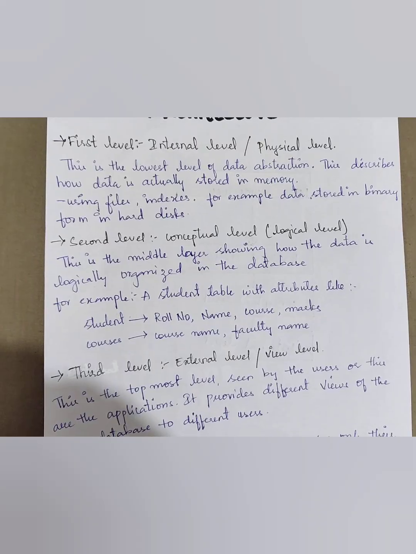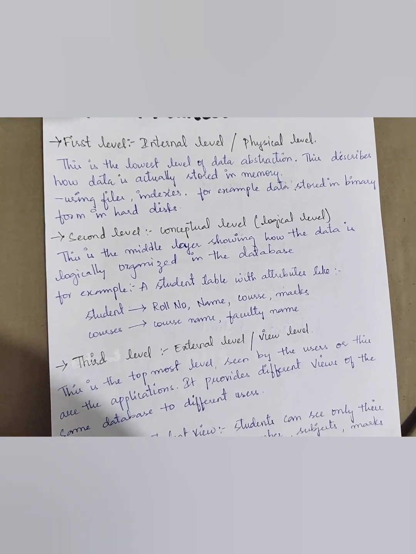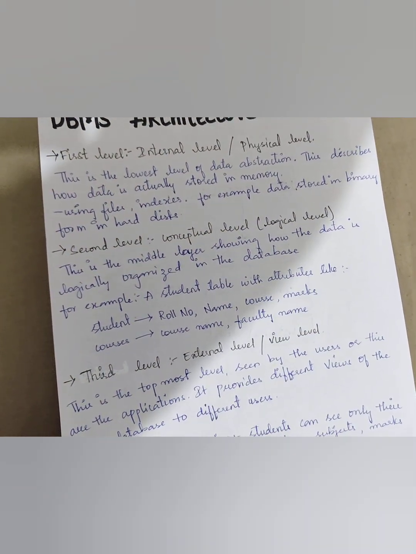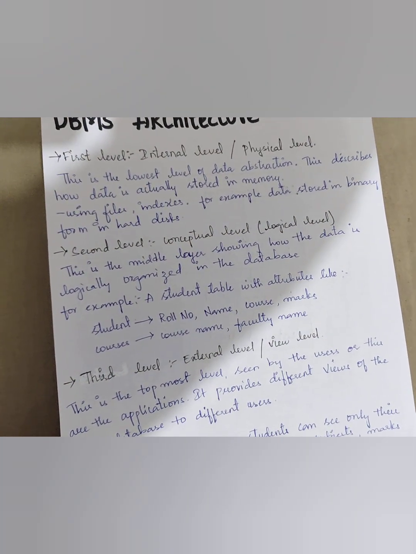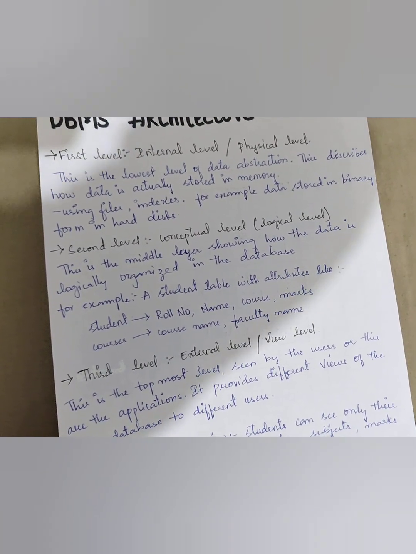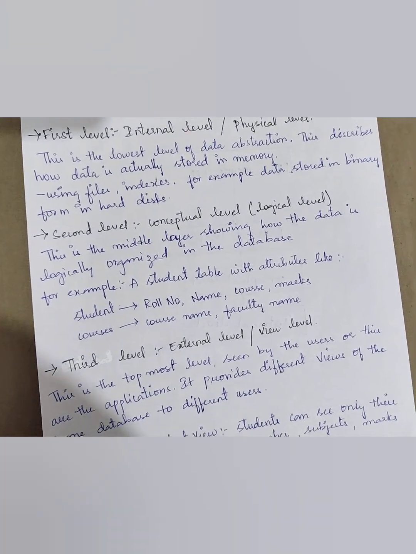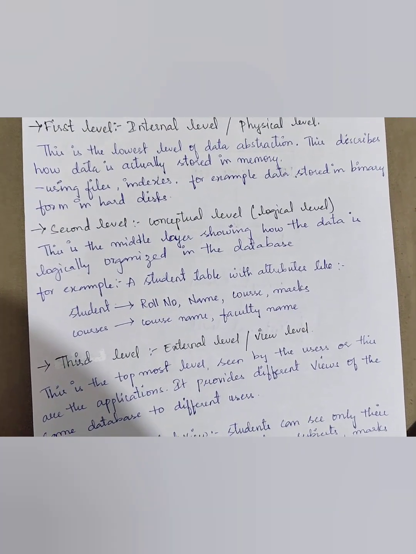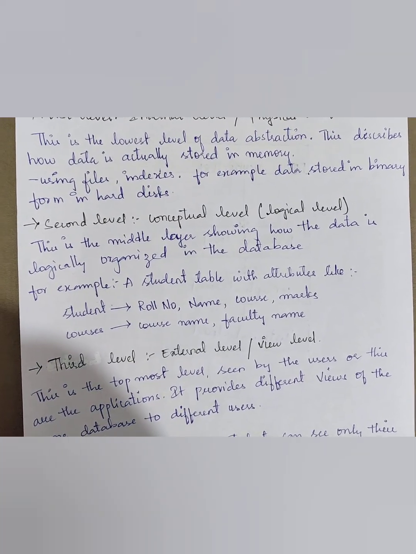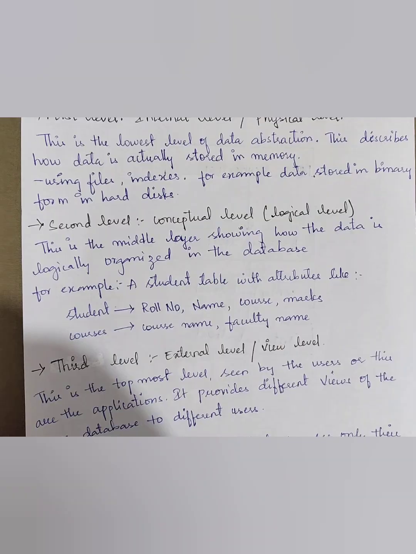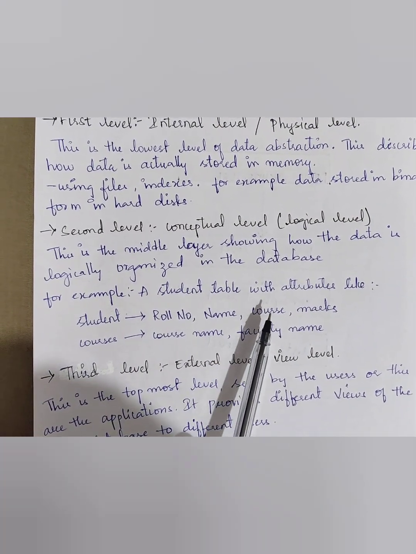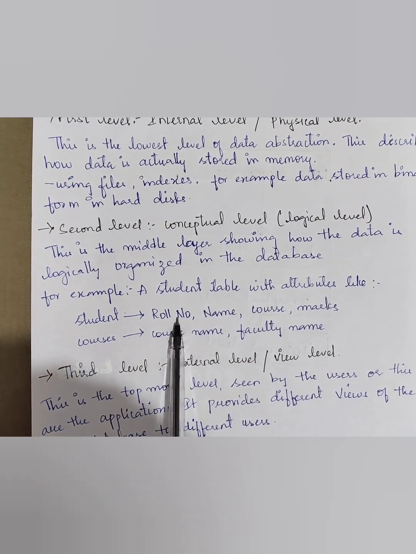So the best example for the conceptual level is a university. Let us say that we have a university database. It shows what data is stored and how it is related. In a university, we have big data, so we see how it is related and how it is organized. For example, a student table, which has attributes like the student's roll number, name, course and marks stored in a university.